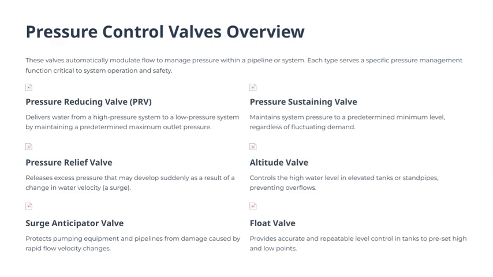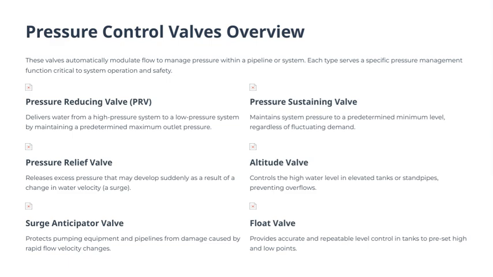First, we have the float valve, which ensures accurate and repeatable level control in tanks by setting high and low points. This helps prevent overflows and dry running. Next, the surge anticipator valve protects our pumping equipment and pipelines from sudden changes in flow velocity that could cause damage. Then, there's the altitude valve, which controls the high water level in elevated tanks or standpipes, preventing overflows that could lead to system issues.